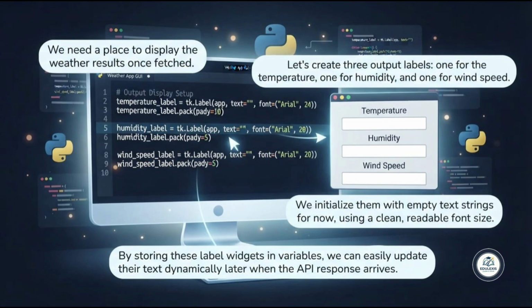We need a place to display the weather results. Once fetched, let's create 3 output labels, one for the temperature, one for humidity, and one for wind speed. We initialize them with empty text strings for now, using a clean, readable font size. By storing these label widgets in variables, we can easily update their text dynamically later when the API response arrives.